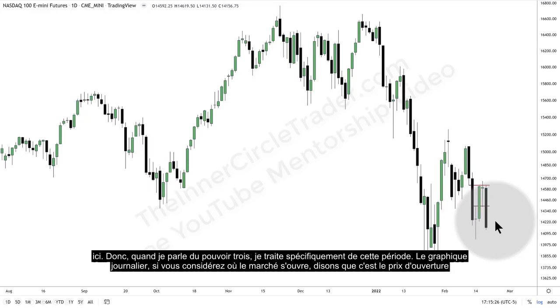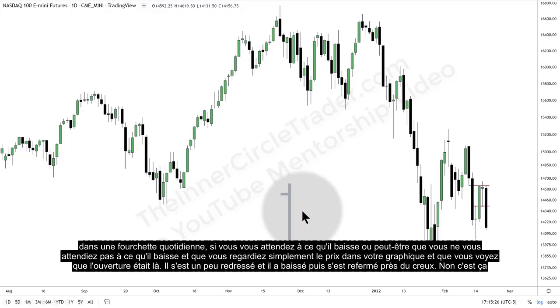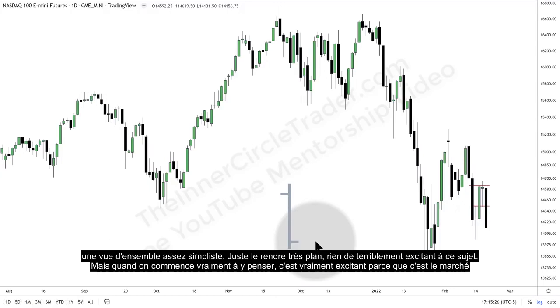So, when I talk about Power 3, I'm specifically dealing with this time frame, the daily chart. If you consider where the market opens, say this is the opening price, in the daily range, if you're expecting it to go down, or maybe you weren't expecting it to go down, you were just looking at the price in your chart, and you see that the opening was here, it rallied a little bit, and it went down, and then closed near the low. Now, that's a rather simplistic overview, just making it very plain, nothing terribly exciting about that.